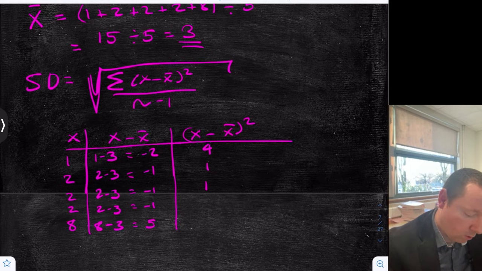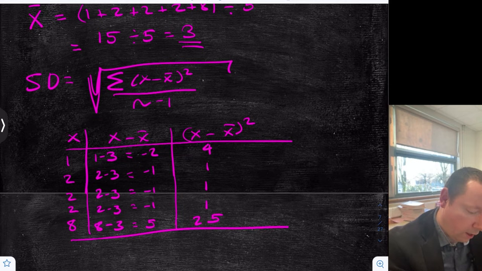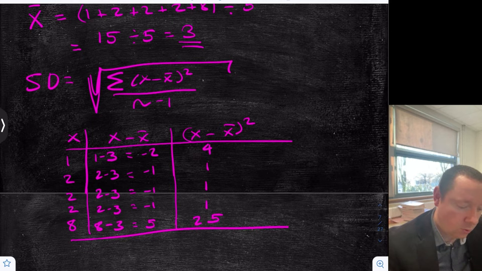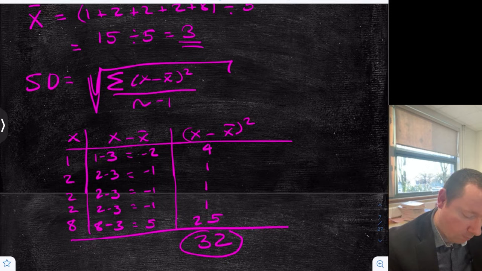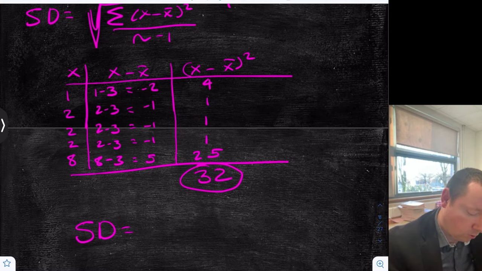And we get a total at the end. We need to add all these up. So 25, 26, 27, 28, 29, 30, 31, 32. So our total is 32. It's our key number because that now is the top of the formula, divided by 4 because there were 5 numbers to start with, one less. So we can just straight away write down our standard deviation equals the square root of 32 over 4.